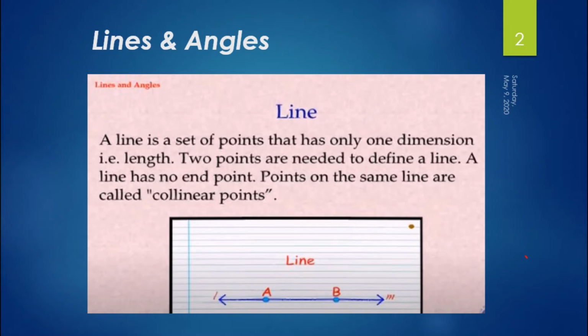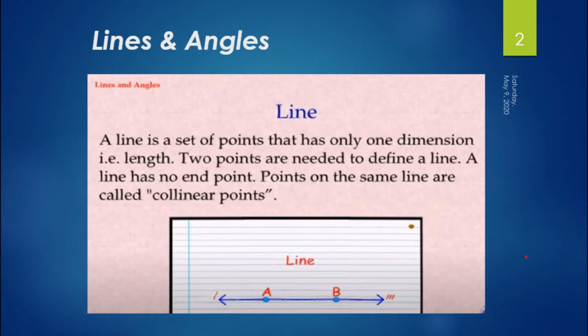A line is a set of points that has only one dimension, that is length. So two points are needed to define a line. A line has no endpoints, and points on the same line are called collinear points. As you can see in the figure, points A and B are marked. So these two points are joined in one dimension, that is length.